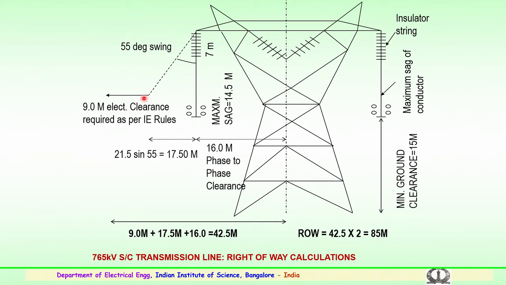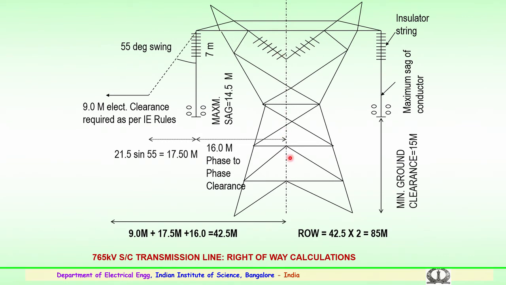So, from this point 9 meter actual clearance has to be given here. This is the point where 9 meter plus the swing angle, that is 21.5 degrees sin 55, is approximately 17.5 meters, and the clearance from the suspension conductor to the tower, this distance you can see, is 16 meters to the midpoint of the tower.